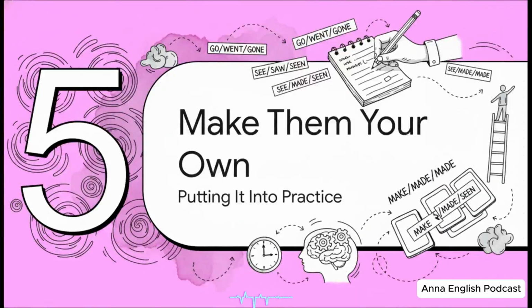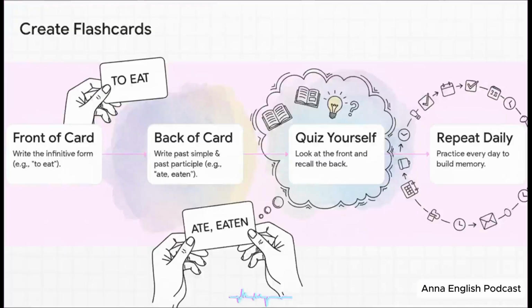Now, let's get practical. Learning the system is one thing, but the real progress, the real learning, happens when you start putting it into practice yourself. So, this is how you make the perfect flashcard. It's so simple. On the front, just write the base verb, like to eat. Then on the back, write both the past simple and the past participle forms. Ate, eaten. Then you just test yourself. Look at to eat and say ate, eaten out loud before you flip it over to check.